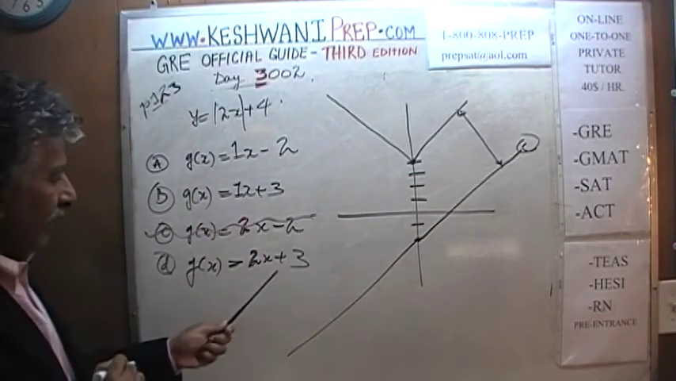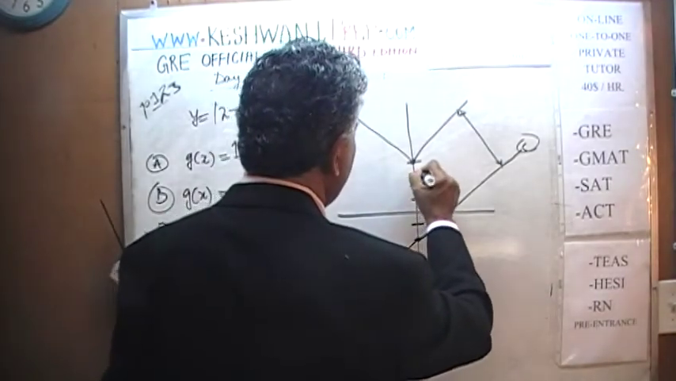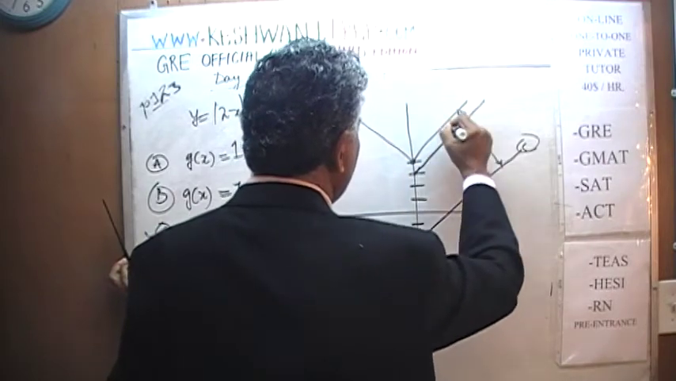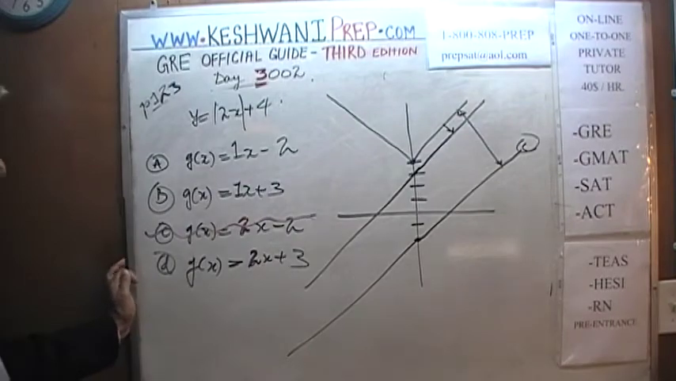Same thing with D. It has a positive slope, a positive intercept. 1, 2, 3. It goes something like this. It's always parallel, and it will never intersect. That's your answer choice D.